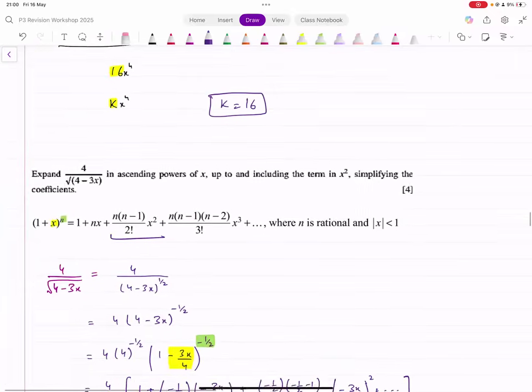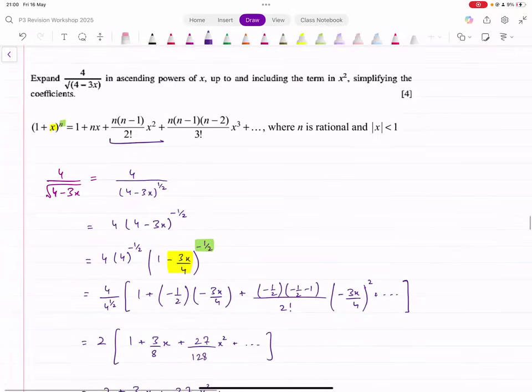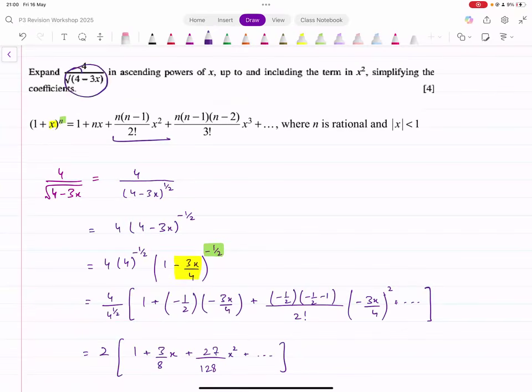All right, this is another example. Now, sometimes you can have that expression in the denominator like this, square root of 4 minus 3x in the denominator. What do we do with this? You're not going to expand it in the denominator. You will first have to bring it to the numerator and then expand it, because it says ascending powers of x. Ascending powers cannot be in the denominator. They have to be in the numerator.